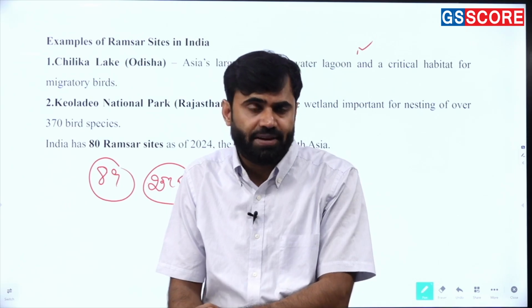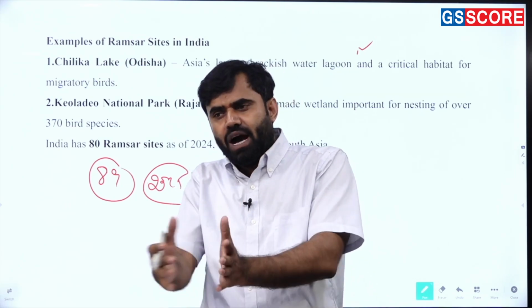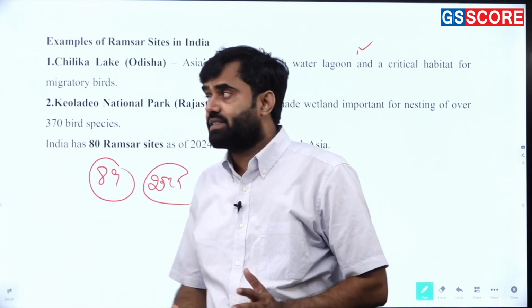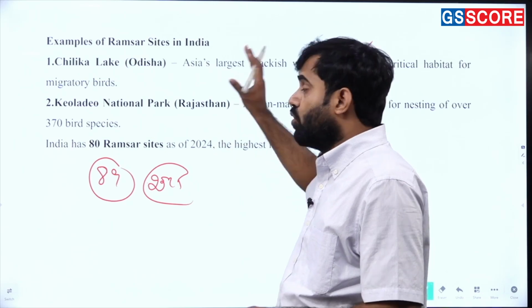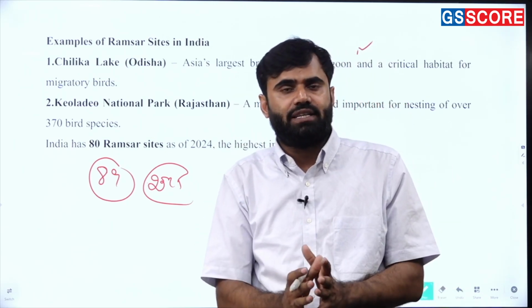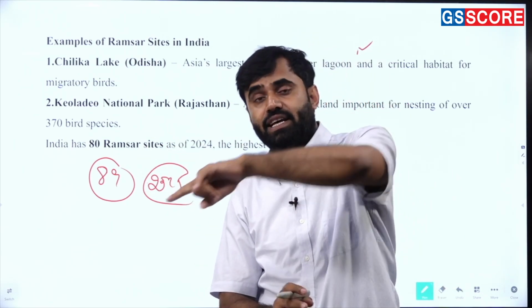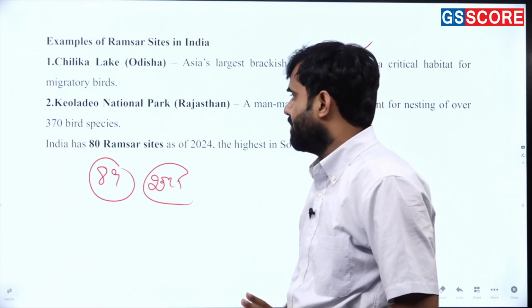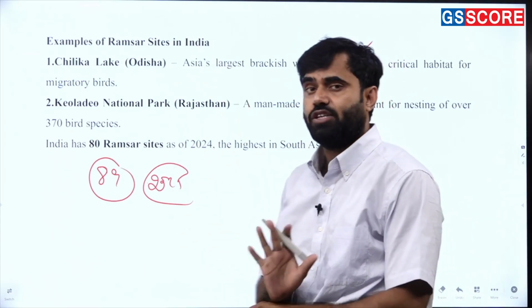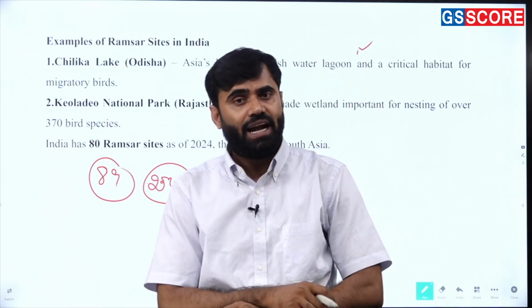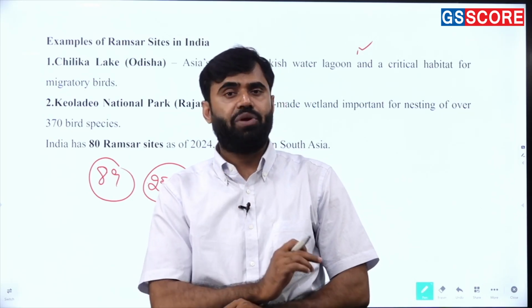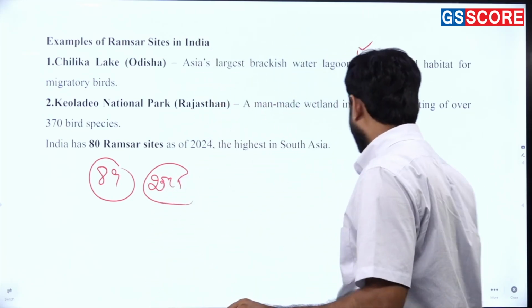Both are important sites for the conservation of migratory birds. So on the basis of 2 examples, I decided on the 2 most important sites, one from Odisha and another from Rajasthan. Getting my points? So this small factual information you should add at the end, generally in the main body. Getting my points?